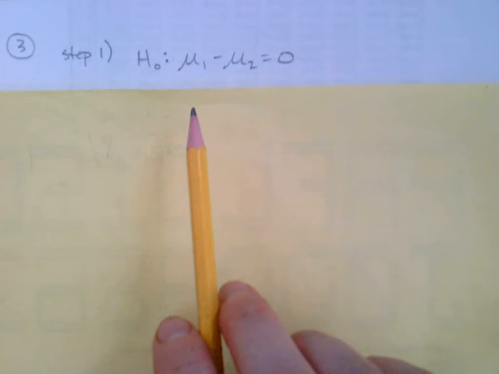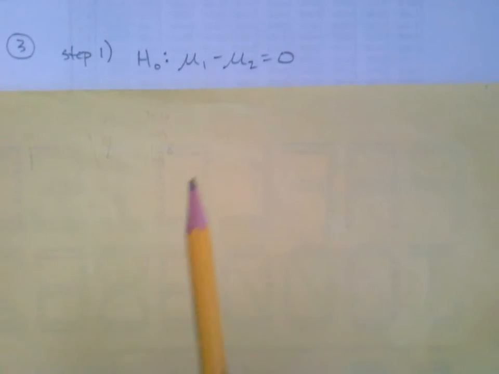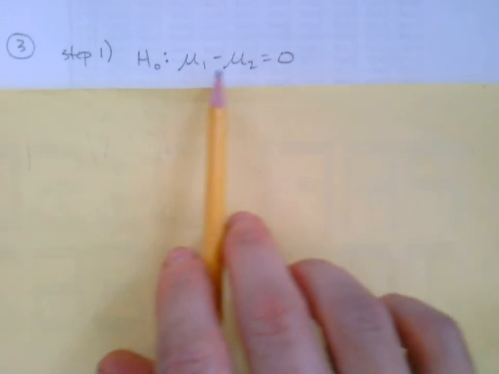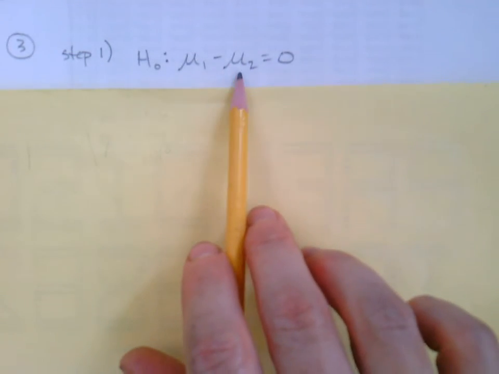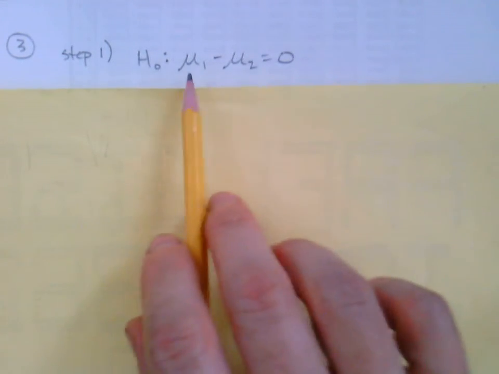All right, so step 1. Let's get into it. The null and alternative hypotheses. When you have hypothesis testing with two samples, this is always your null hypothesis: the difference between the two is 0. We assume that the average man and the average woman have the same temperature. Okay.